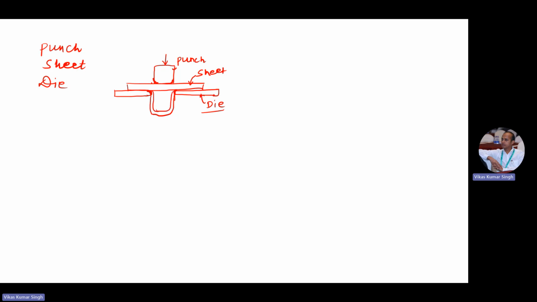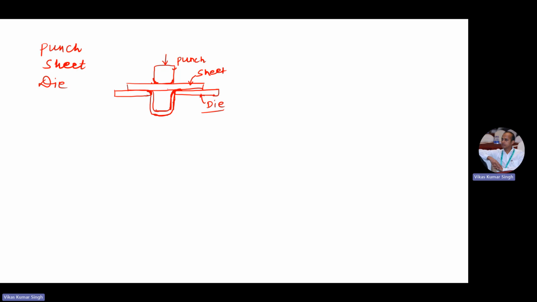When we draw this, some cup kind of thing will be formed. This part is generally called the face of the cup, and this is called the bottom part of the cup. This one is either with the die, or we can say the corner section. The stress at this point is higher as compared to the other parts.